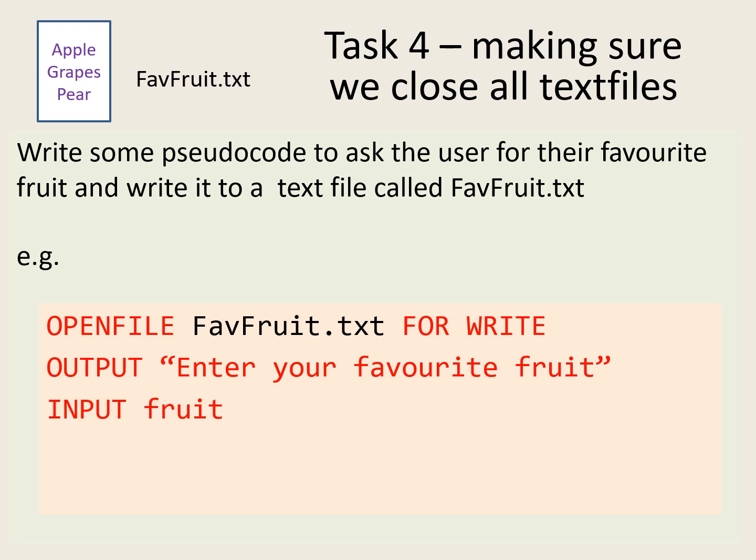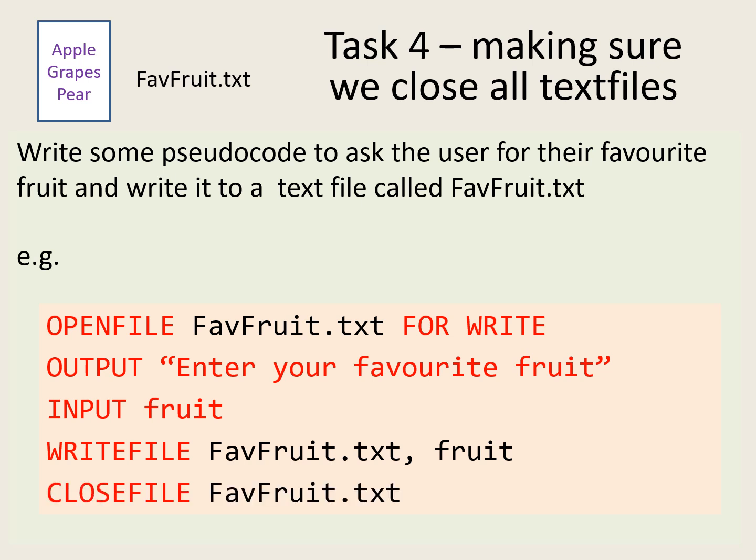Output a message, enter your favorite fruit, input fruit. So we've got a variable now that's going to help us store the fruit that they enter, and we're going to write that to the text file. So write file, the name of the file fabfruit.txt that we're writing to, and then this is what we're writing, the variable fruit. Whatever that's storing, if I typed in mango, mango would be written to the text file. And what do we need to do next? Absolutely correct. We need to close file fabfruit.txt. Cost you a mark if you don't do that. It comes up in the exam.